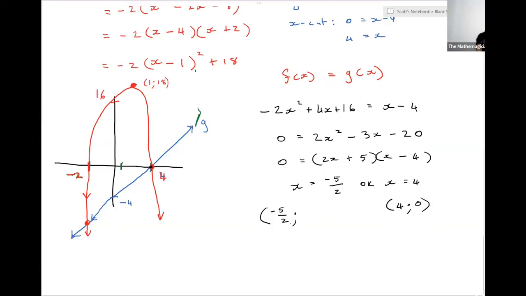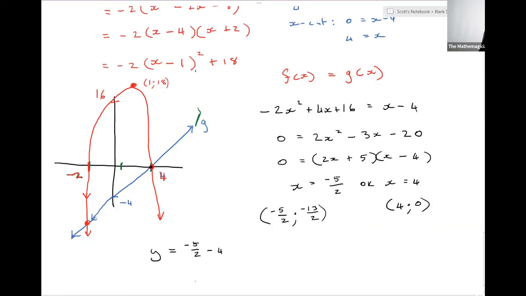And what am I going to do with that negative 5 over 2? Sub it back in. Where? Into any one. Why? Because I want the y value. Remember, g of x means y. So y is x, which in this case is negative 5 over 2, minus 4. You could have subbed into the quadratic if you wanted to, and that's going to be negative 13 over 2.